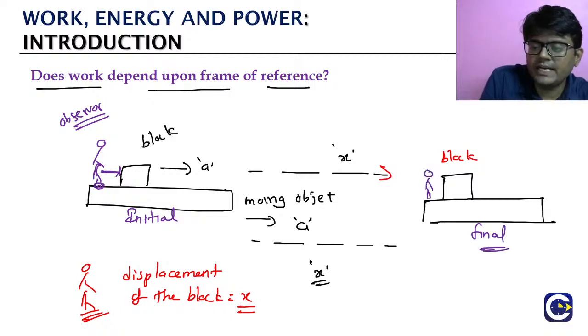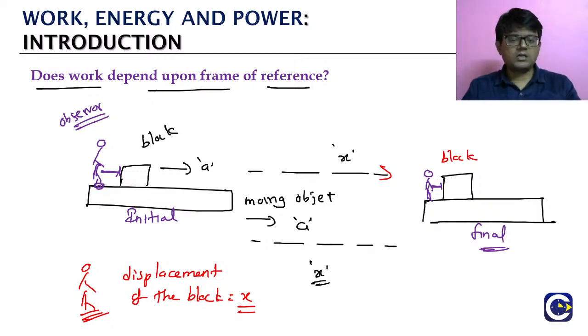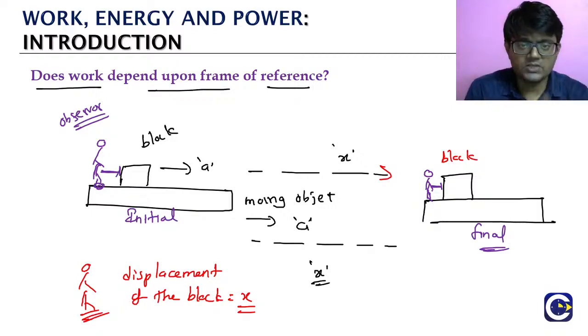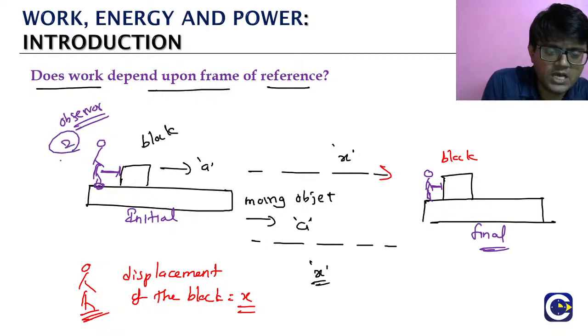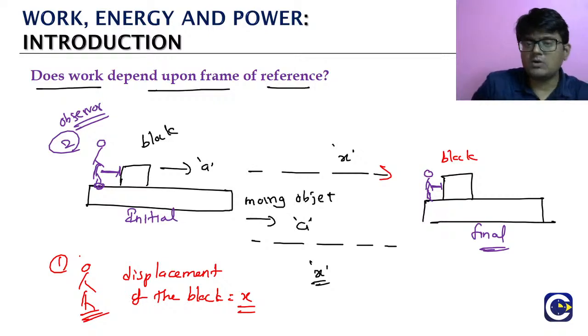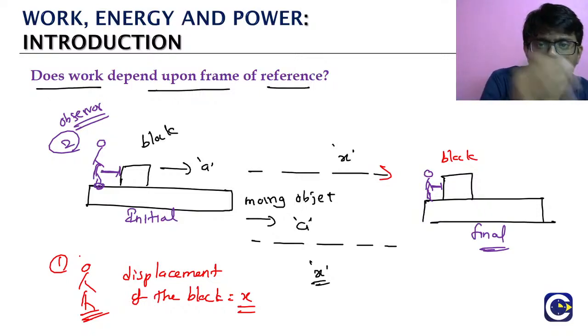The observer is still here only, right? Means he would see that the block, with respect to him, is not having a displacement. Let's call him Observer 2. The first person we took is Observer 1. So with respect to Observer 1, we have a displacement for the block. But with respect to Observer 2, there is no displacement, because for him the block appears to be at rest. We're talking about relative motion, right?